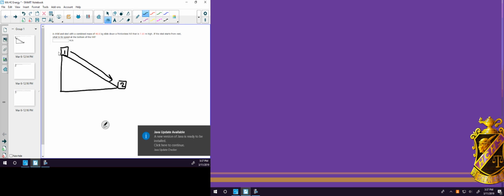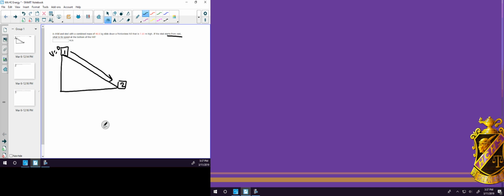Okay, and we want to know, it says that, okay, I don't know about that Java update, why that's important, but hopefully it doesn't bother you and you don't really even see it. If the sled starts from rest, okay, so let's consider that up here the velocity then would be 0. We're looking for the velocity at the bottom of the hill. So if I'm doing an LOL diagram, what am I dealing with here?